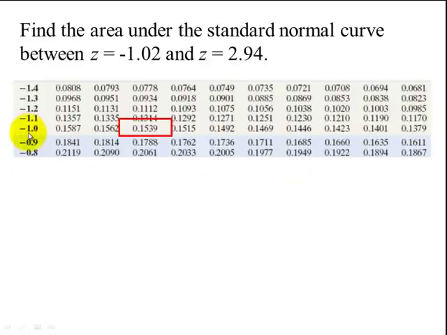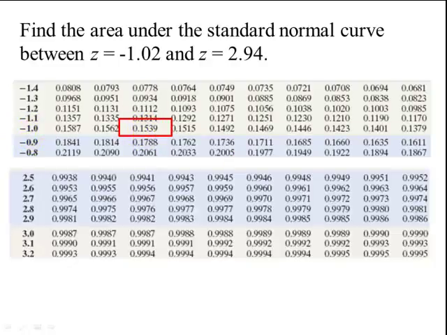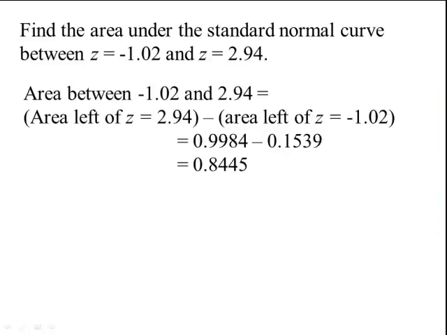So the area to the left of negative 1.02 is 0.1539. The area to the left of a z-score of 2.94 is 0.9984. And if we take these two areas and subtract them, again always the largest area minus the smallest, we get 0.8445.